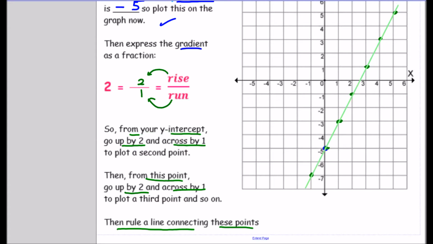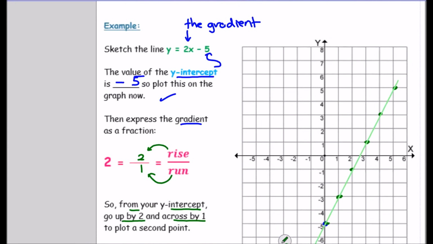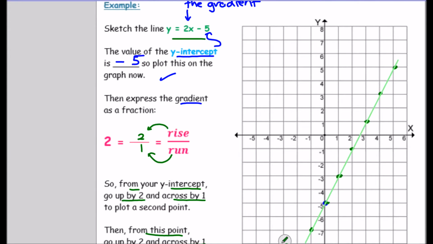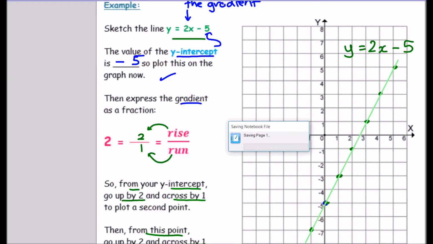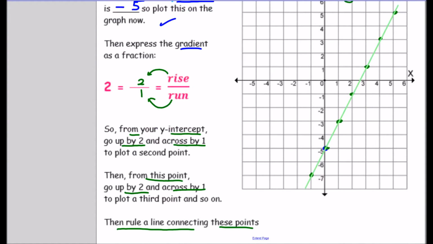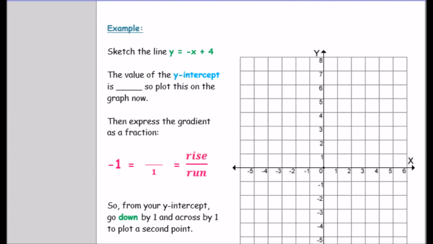What's it missing? My line is missing something very important. I'm missing the equation. That's right. Y equals 2x minus 5. So label it somewhere. Let's not give anyone any reason not to give us full marks. So make sure to label your lines. And I'm going to save my file right now. So that's pretty straightforward, but we might need another example to get the hang of it.